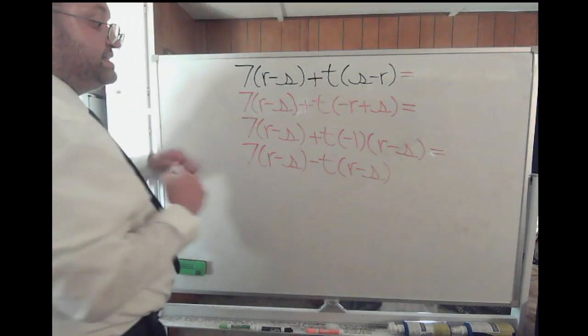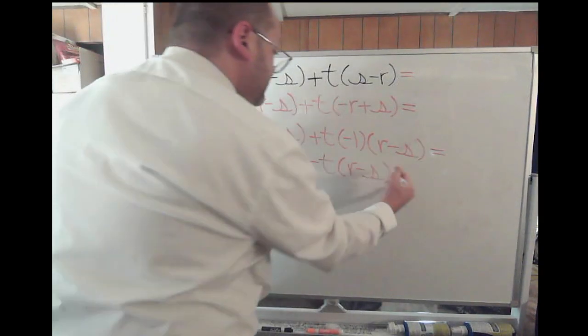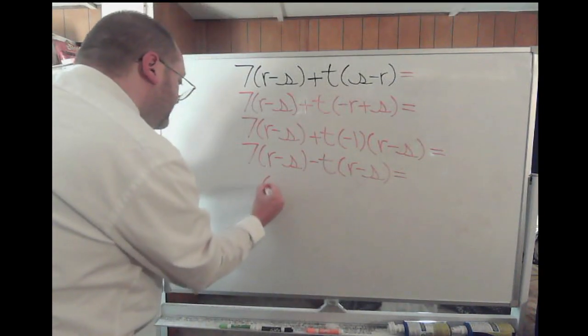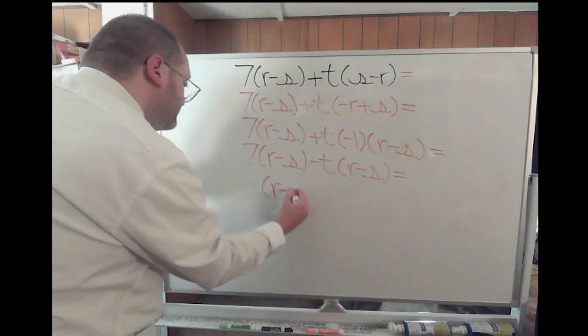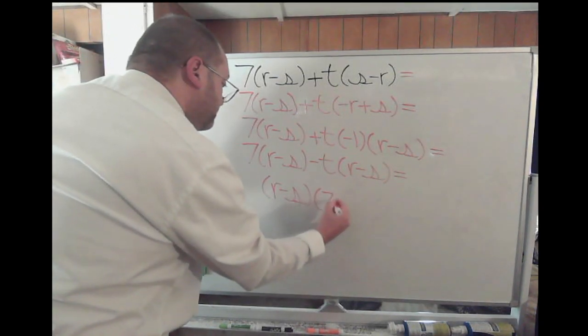Now it looks like it's something simple that we can factor. You factor out a common r minus s. Then you'll just have 7 minus t left for your quantity.